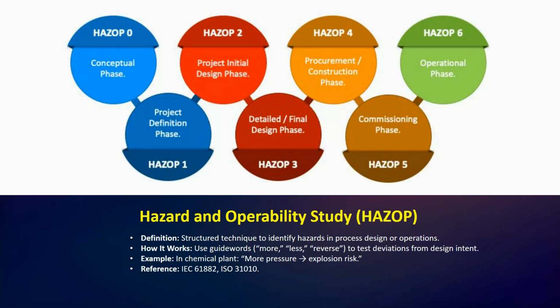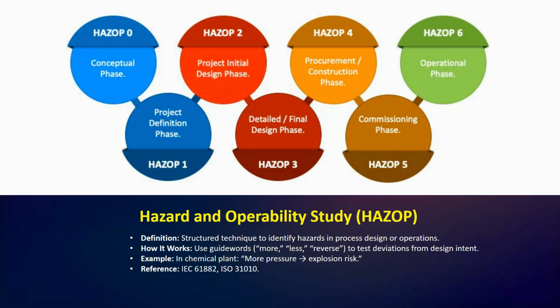the hazard and operability study. Okay, so actually, this is a structured technique used to identify hazards in processes. So you use a set of guide words like more, less, or reverse to systematically explore potential deviations from the design. So, for example, in a chemical plant, our team might ask, "What if there is more pressure than designed?" So, this helps them to proactively identify a risk like an explosion.